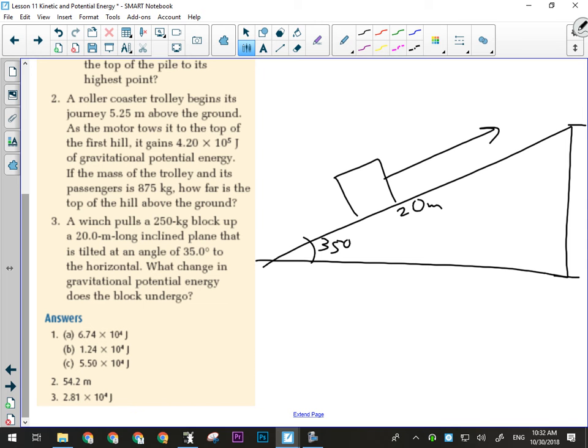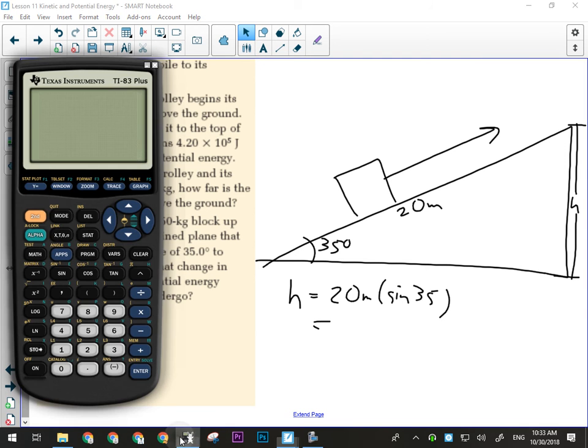So if I can find the change in height between the bottom of the ramp and the top of the ramp, can I figure out how much the potential energy changes? Yeah, I have 0 at the bottom, so my final potential energy is my change in potential energy. So I'm going to find the height of the ramp first by going 20 meters, the hypotenuse, times the sine of 35, because it's the opposite side in this case.